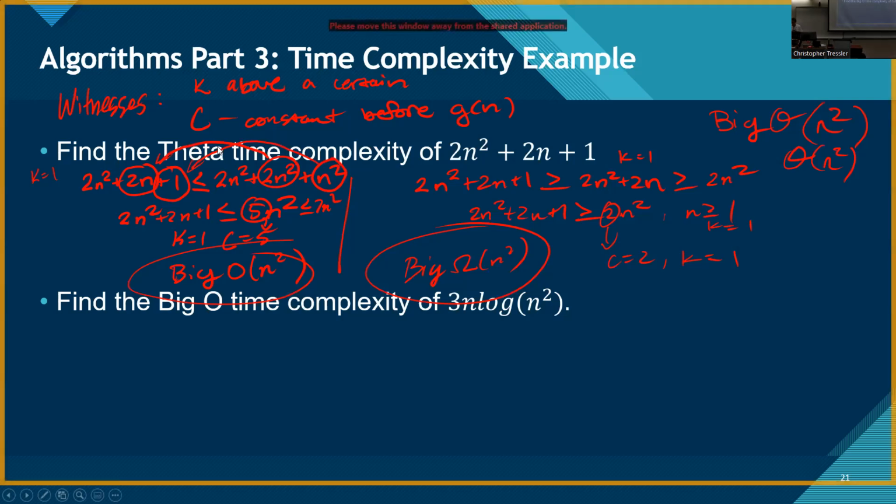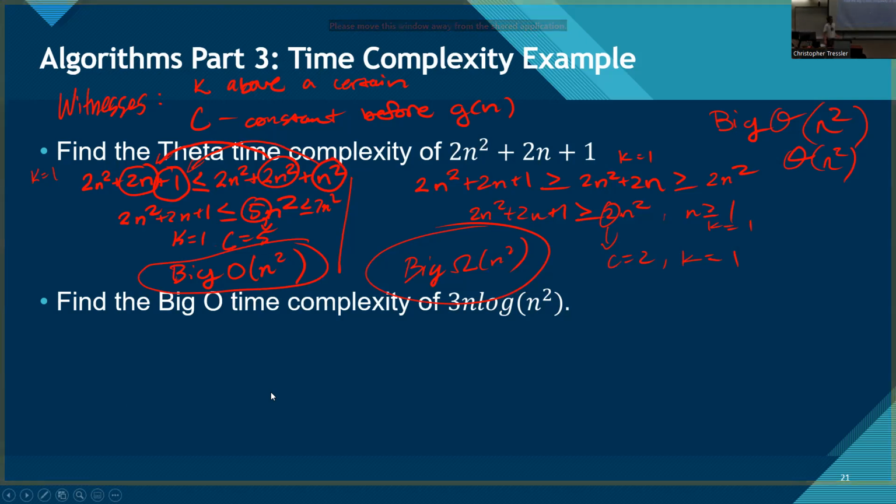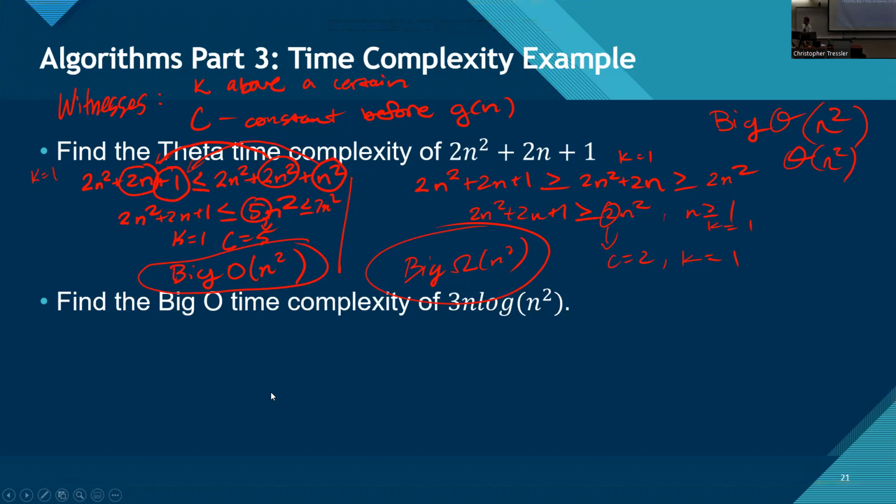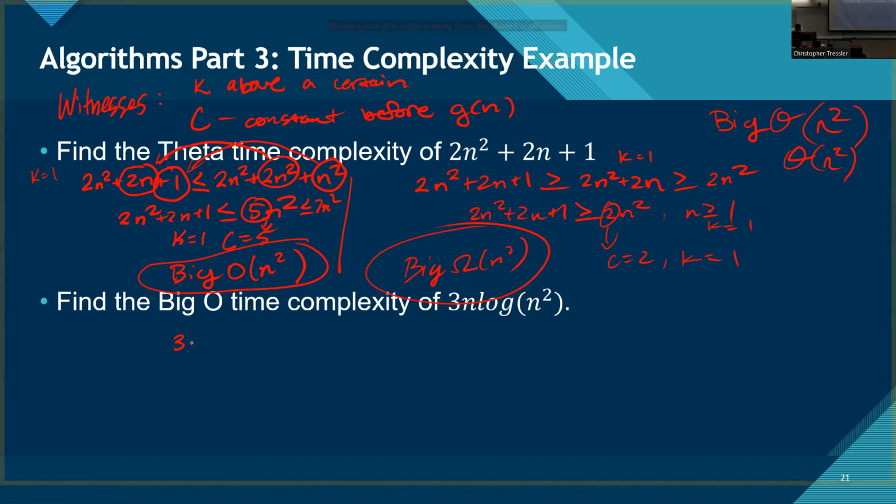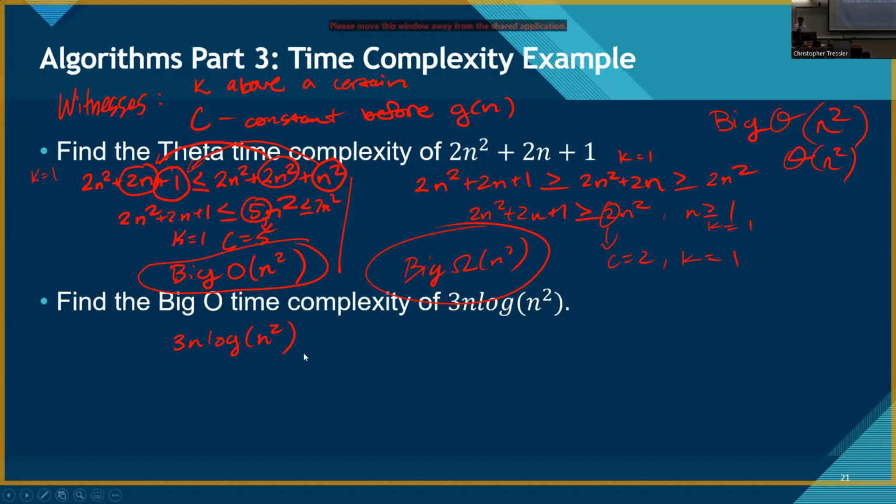But yeah, we're going to move to the second question. I'm going to erase that circle, make it a little smaller so we can still see the question. This time it's just the big O time complexity of 3n log n squared. So keep in mind, for these problems, sometimes you might have to bust out some of those old algebraic rules. So what is 3n log n squared equal to? We went over this a little earlier.